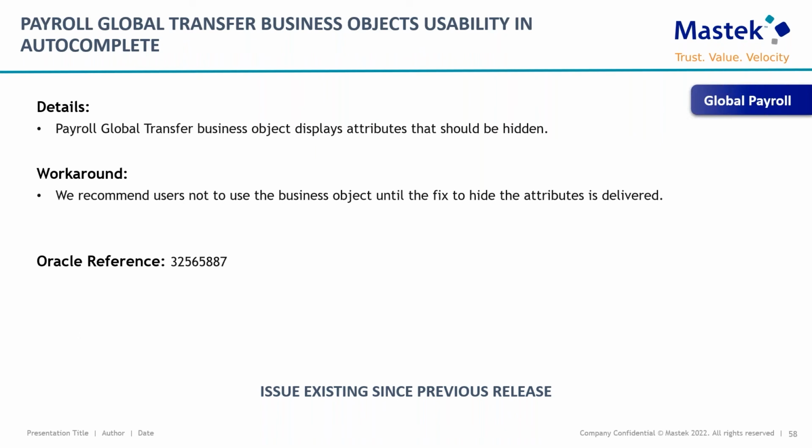Payroll global transfer business object usability in AUTOCOMPLETE. The payroll global transfer business object displays attributes that should be hidden. So when we try to do the payroll global transfer, it shows a few attributes which should not be shown there. The only workaround from Oracle is that we recommend users not to use the business object until the fix to hide the attributes is delivered.